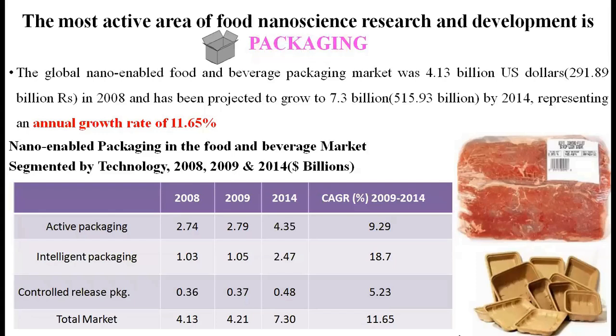Nano-enabled packaging in the food and beverage market segment up to 2014 is depicted in this table. It shows how much active packaging, intelligent packaging, and controlled release packaging we use, that is, controlled atmospheric storage. CAP, NAP, we have learned these in our courses. These are the preservation methods. So how much market there was in these years is depicted in this table.